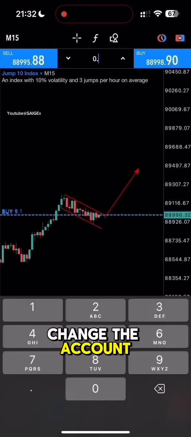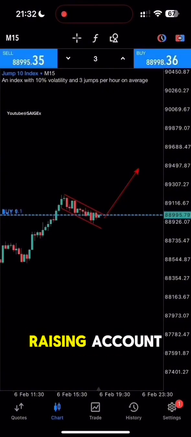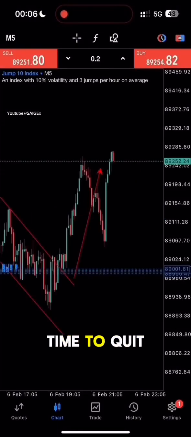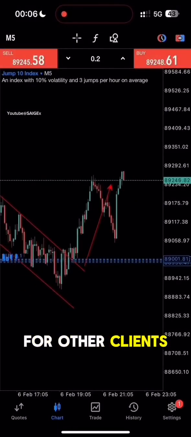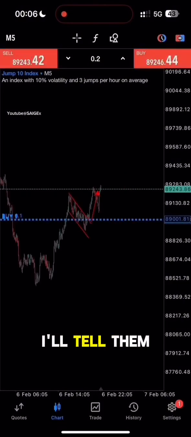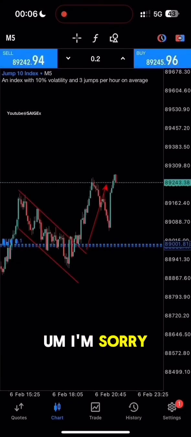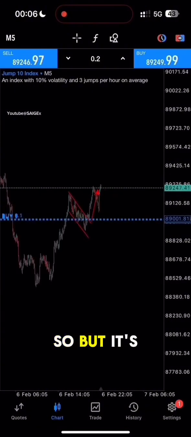I want to change the account into something. Sometimes when you're raising an account, you even blow it 6 to 7 times, going back and forth until it's time to quit or try again another day. And with other clients, it goes even worse, and then I'll tell them I couldn't raise the 50 cents. I'm sorry. It happens in forex trading. But it's not always the case.